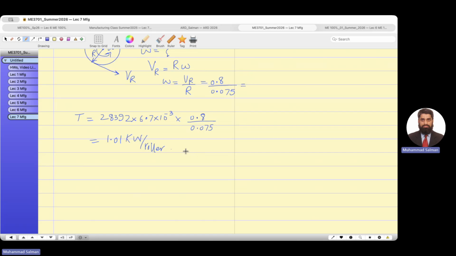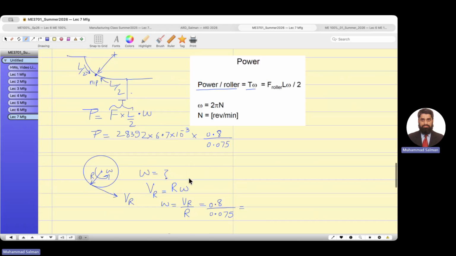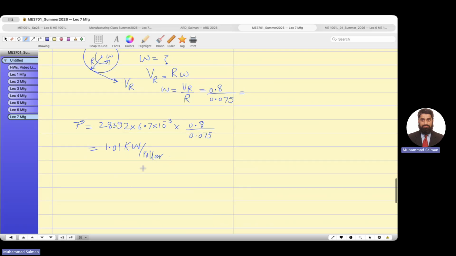And if you want to find out the horsepower, this is the power. I'm sorry, I messed up, because this is the power. This is the torque. Do you understand? Because torque times omega is the power per roller. And now you can convert it into horsepower because you know 1 horsepower equals 0.746 kilowatts. And if you do the math, you should get 1.35 horsepower.